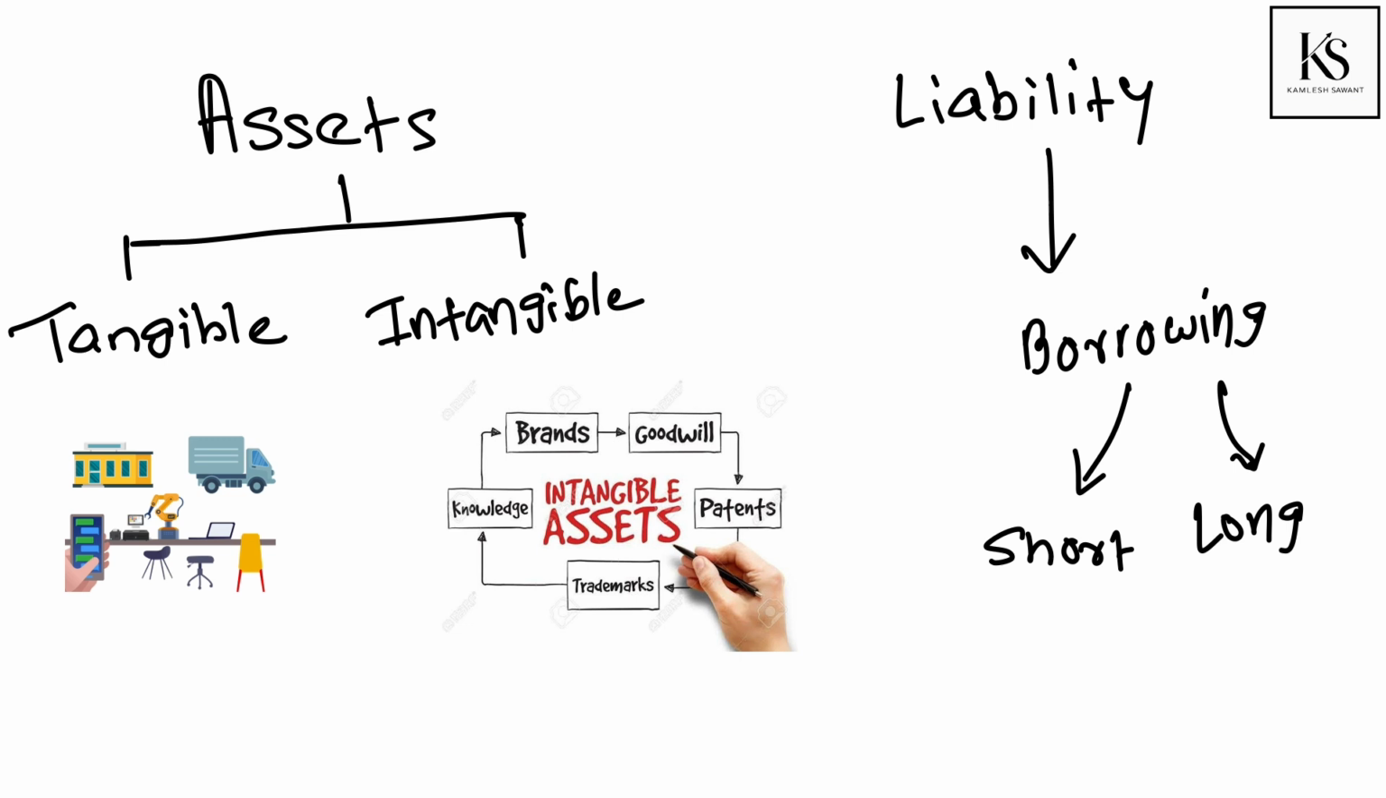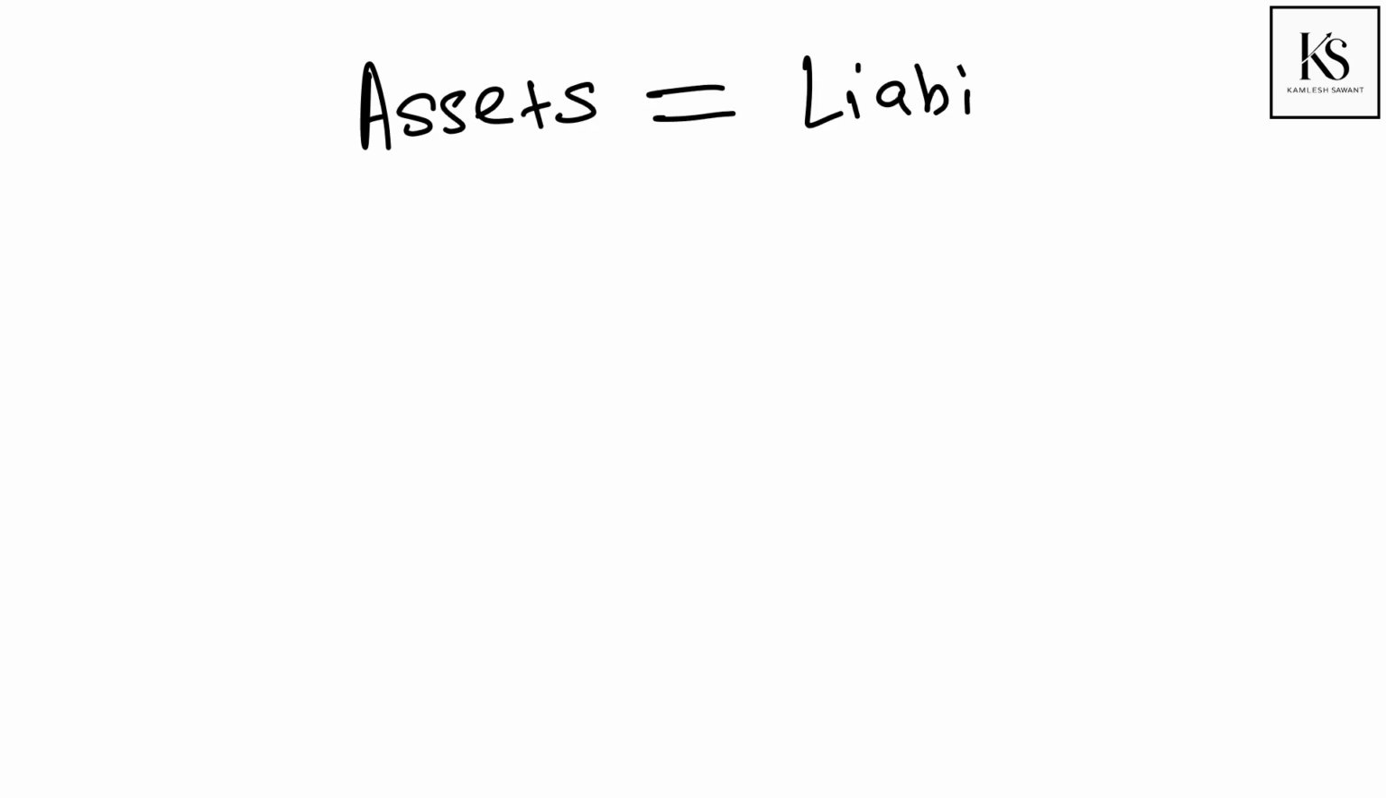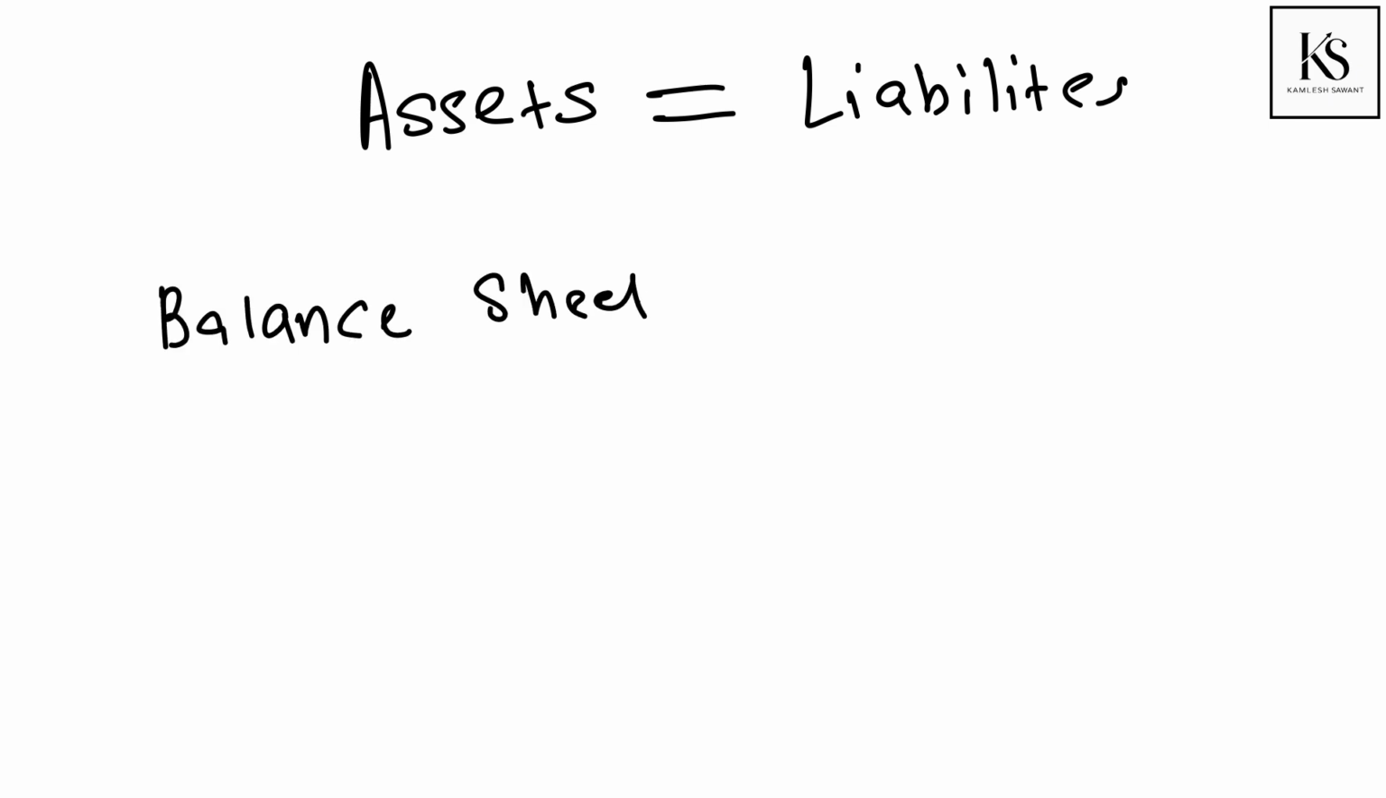In any typical balance sheet, the total assets of the company should be equal to the total liabilities of the company. Hence, assets is equal to liabilities. The equation is called the balance sheet equation or the accounting equation. In fact, this equation depicts the key property of the balance sheet. That is, the balance sheet should always be balanced. In other words, the assets of the company should be equal to the liabilities of the company.